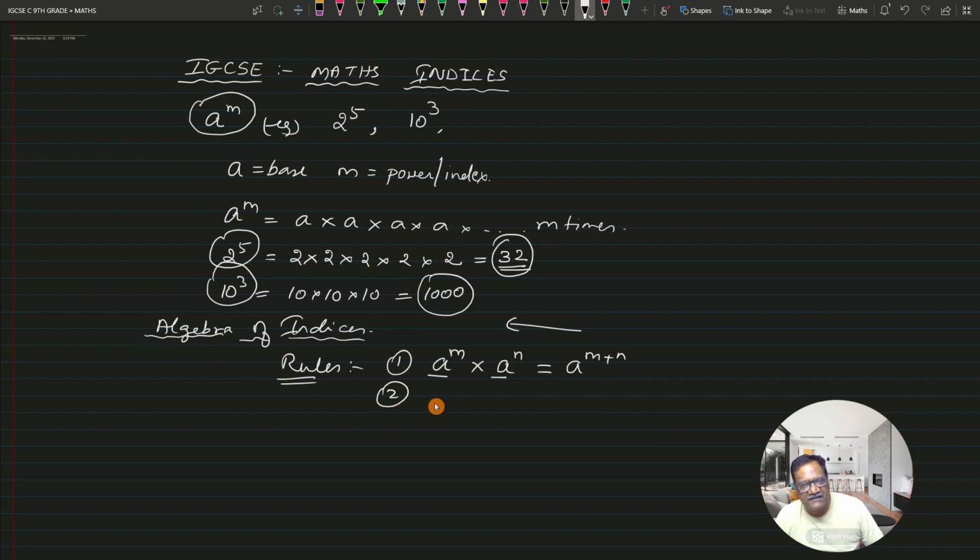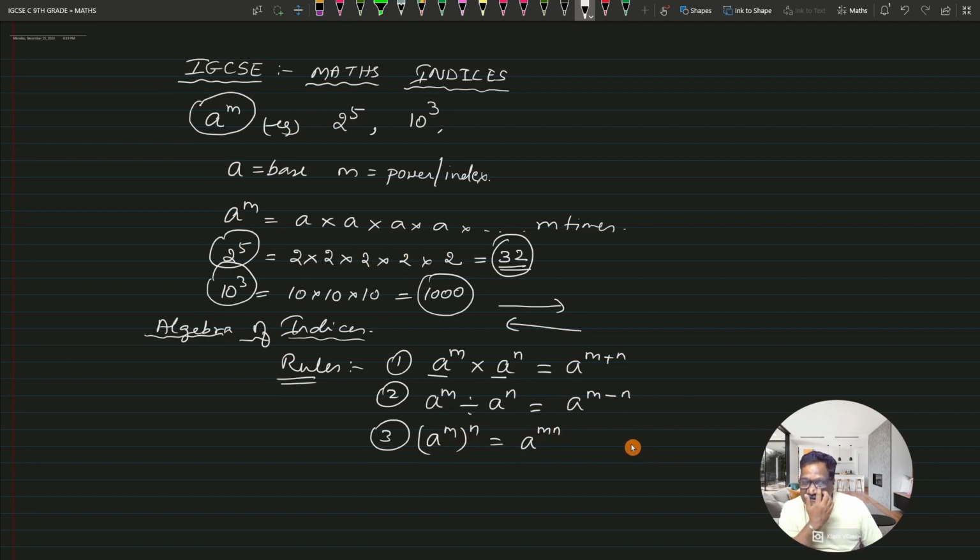Second law is, suppose you have a raised to m divided by a raised to n. Again the bases are the same, the indices are different, and this can be written as a raised to m minus n. Again the reverse is used most of the time. So don't just remember the formulas in the forward direction, try to remember them in the reverse direction as well. This is rule number 2. Rule number 3 is a raised to m whole raised to n. This will work out to a raised to m into n, that is mn.